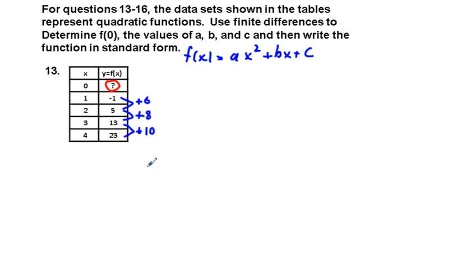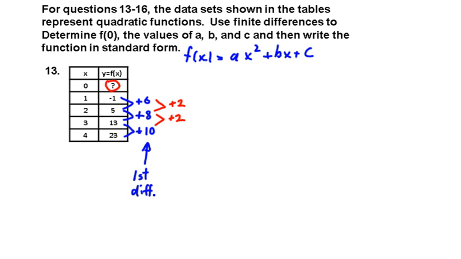So let's just go ahead. I'm going to just write this thing down below. First differences. Okay, next we're going to go to second differences. And if second differences are the same, that's how we can tell definitively we have a quadratic function. Well, 8 minus 6 is going to be plus 2, and then 10 minus 8 is plus 2.